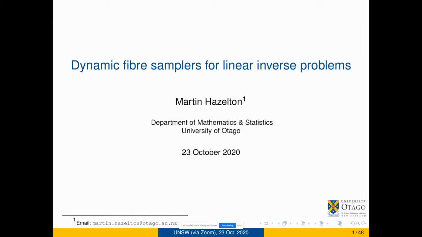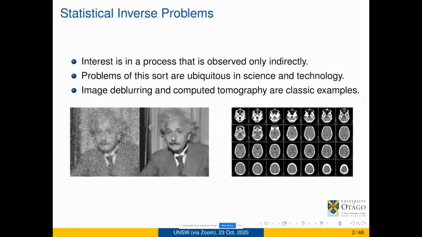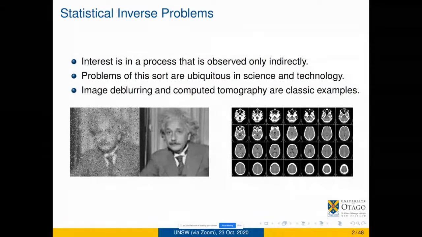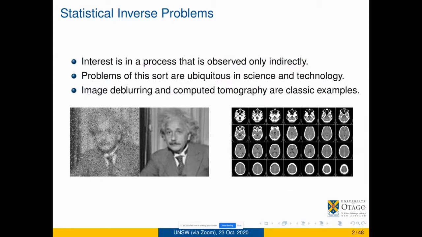Anyway, like Boris said, this talk is about dynamic fibre samplers for linear inverse problems. So I'll start off talking about inverse problems. An inverse problem occurs when we're interested in some symbol, we call that X all the way through, of interest. We don't observe it directly. We might observe a corrupted version of it or some kind of summarized version of it. Problems of this kind are ubiquitous in science and technology. A couple of classic ones appear on the slide, image deblurring and computed tomography.